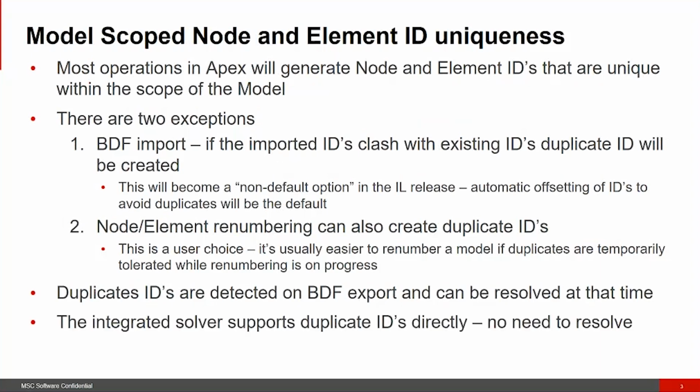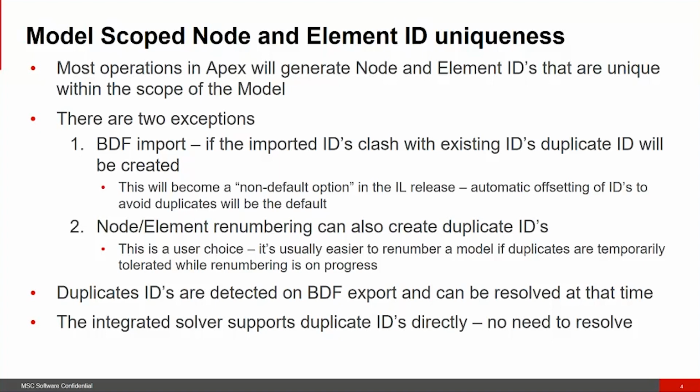So what do we mean by the model scope, node and element ID uniqueness in Apex? Generally, anytime that we create entities in Apex, it does create unique node and element IDs. However, things get complicated when you start importing the Nastran BDF into the Apex database. By doing so, there is a possibility that there will be a conflict of nodes and elements coming from the imported BDF with the model that was already imported. And if that is the case, what do we do?